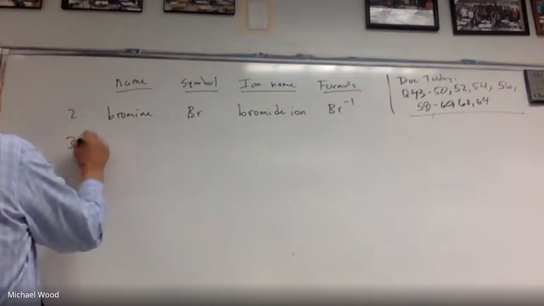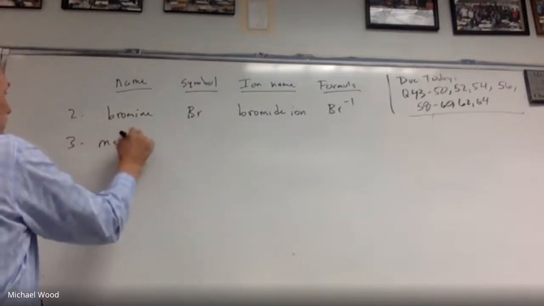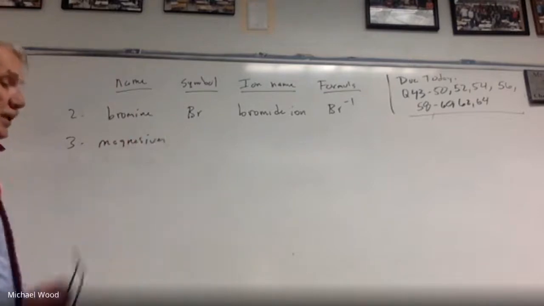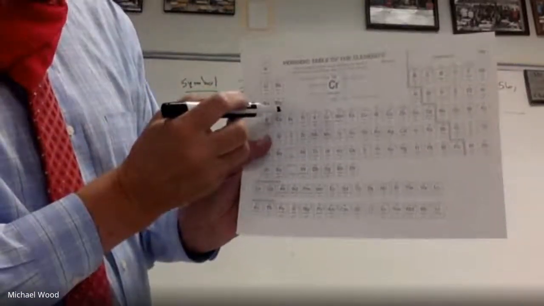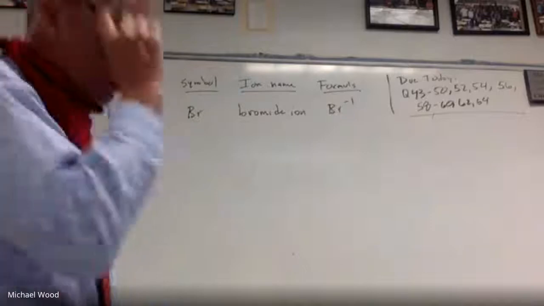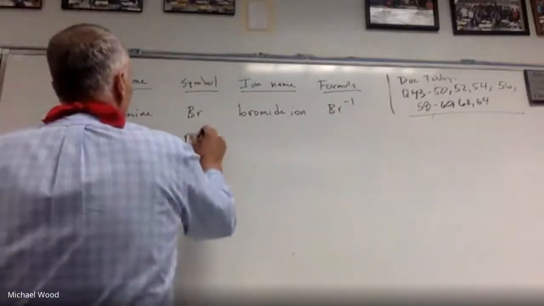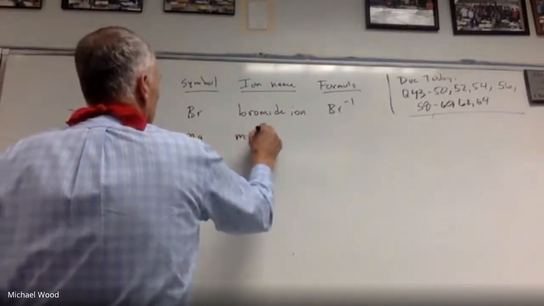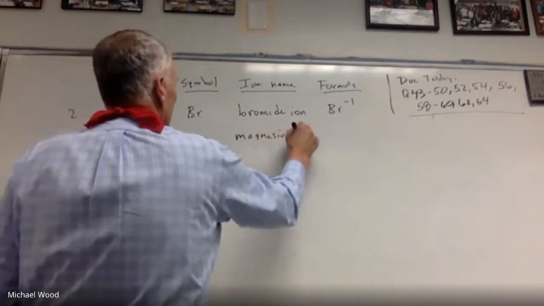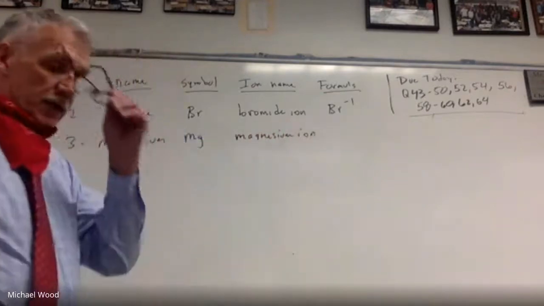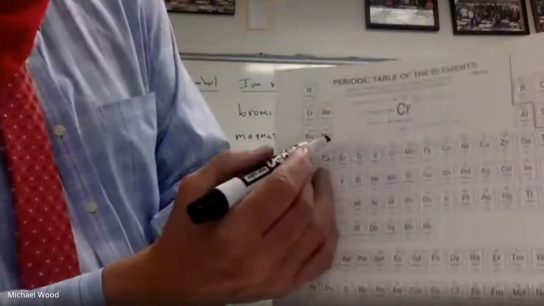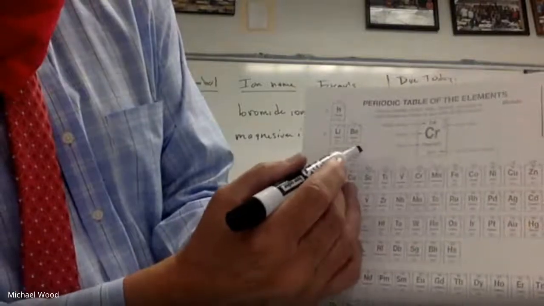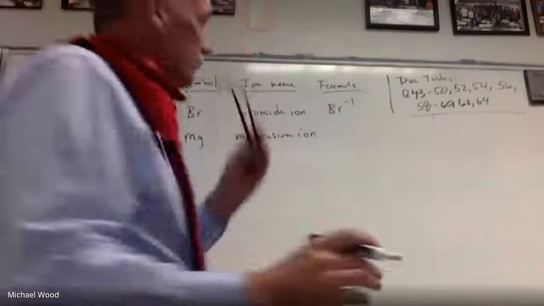So number 3, magnesium. Again, we're really starting to get to use the periodic table more and more. And so if I look up magnesium, magnesium is right here, element 12. So its symbol is Mg. And when it's a positive ion, we don't change anything. We just call it the magnesium ion. And then again, if I go back to the periodic table and I look in the upper right-hand corner, which you can look on yours, you'll see that it's a +2.